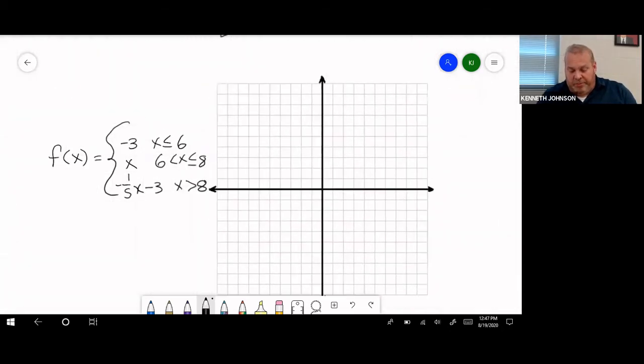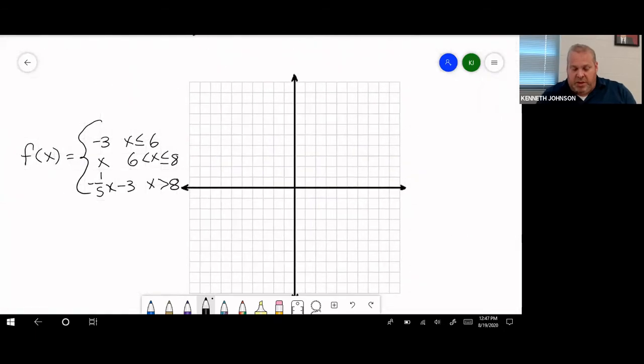Let's do one more. Okay, so this one says if x is less than or equal to 6, use that. If 6 is less than x is less than or equal to 8, use that. And if it's greater than 8, use the last one. So this one I'm actually going to have more than one dotted line just to set up my parameters. So I'm going to go over to 6, and I'm going to draw a dotted line there just to give me a reference.